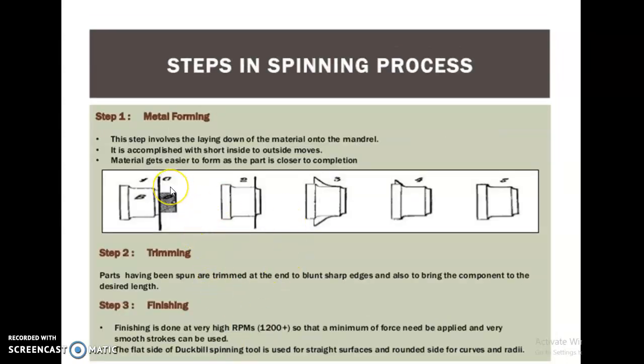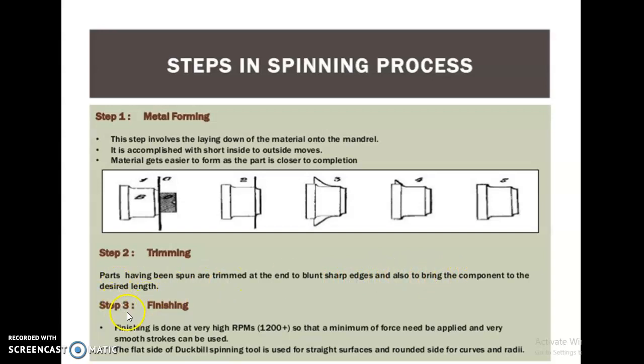So again they are telling about the step by step process. Step 1 is metal forming. Step 2 is trimming. Parts are spun and then trimmed at the end to blunt sharp edges. There will be sharp edges at the end, so we trim them and also bring the component to the desired length.